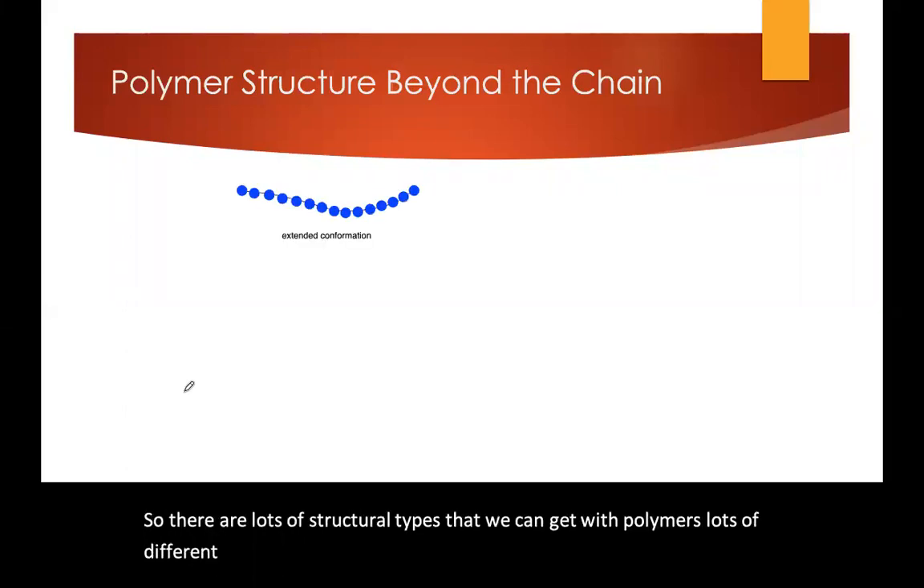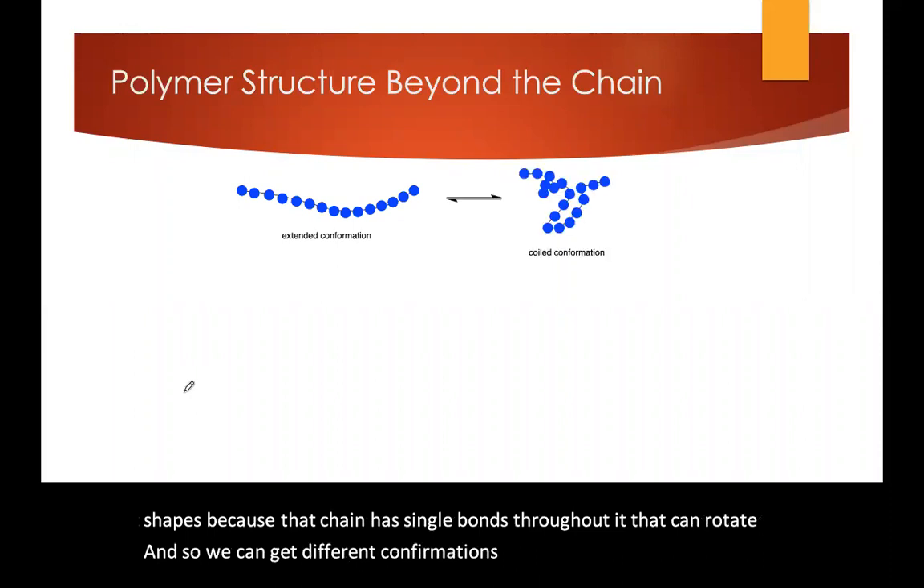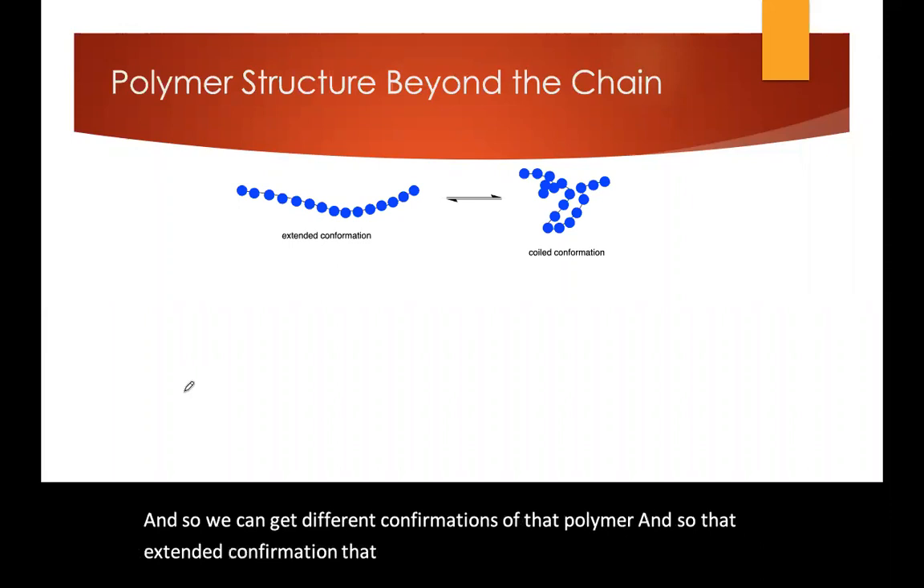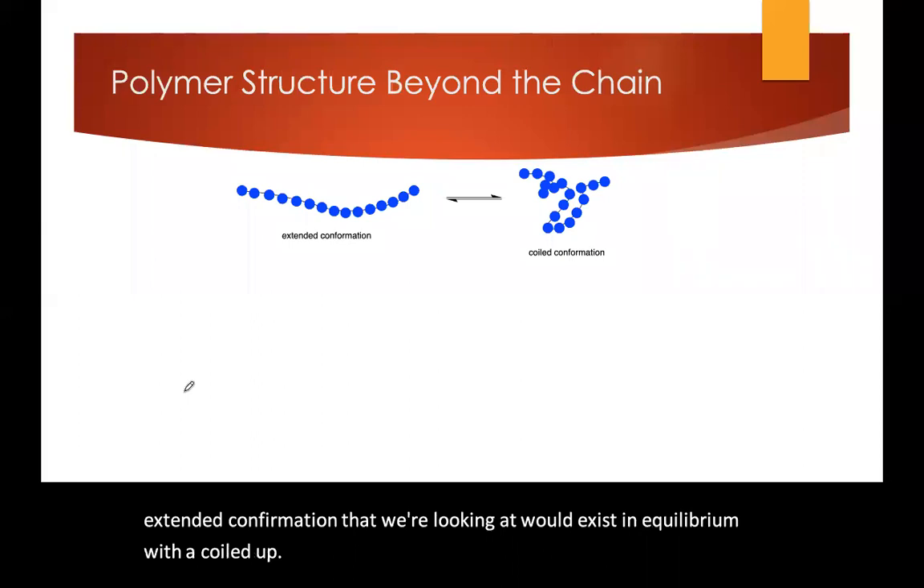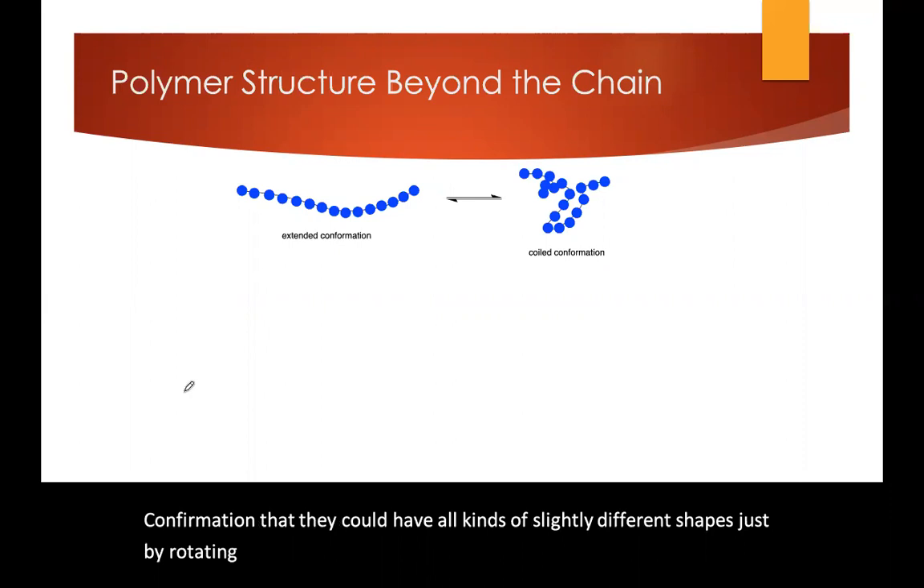But even if we just have one chain, we can get different shapes because that chain has single bonds throughout it that can rotate. And so we can get different conformations of that polymer. And so that extended conformation that we're looking at would exist in equilibrium with a coiled up conformation. It could have all kinds of slightly different shapes just by rotating around bonds. Right? That's just with a simple chain.